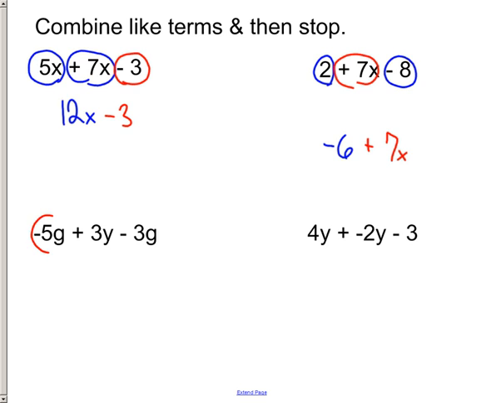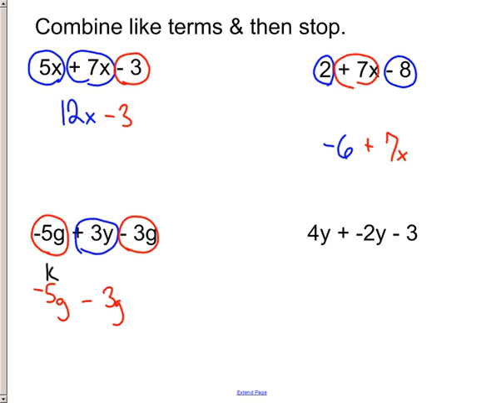Negative 5g. Well, let's look for all the terms that have a g. Well, this one doesn't have a g. It's got a y, so this is not like terms. I can't put those together. But this one, the minus 3g, that's a like term with this one. So what's negative 5g minus 3g?